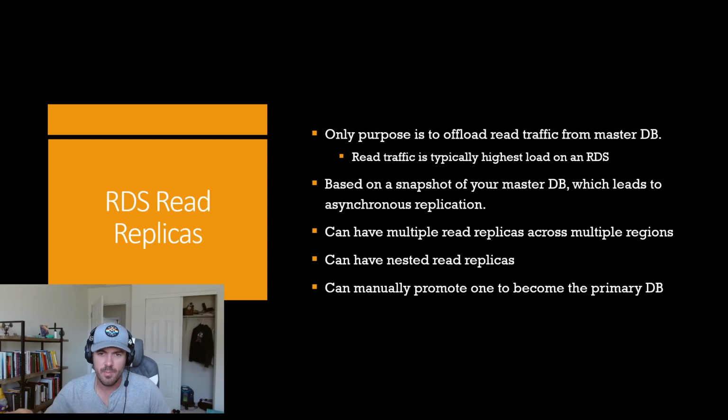So RDS read replicas, the purpose of these is to offload read traffic from your master database. Because typically, when we think about databases, read traffic for functioning applications is the highest load that it's going to experience. So it's just a way to offload some of that. But read replicas are based on a snapshot of your master database, which leads to asynchronous replication. In other words, there's a little bit of replication lag.